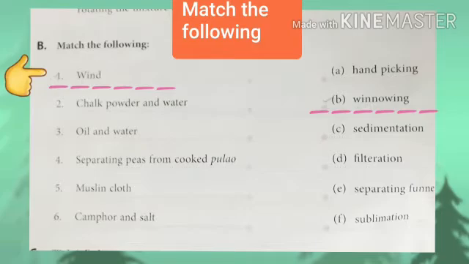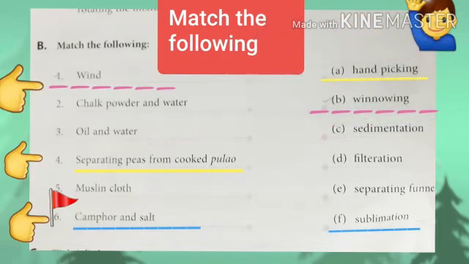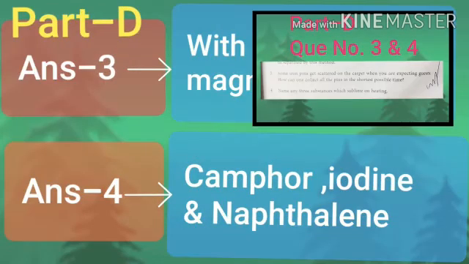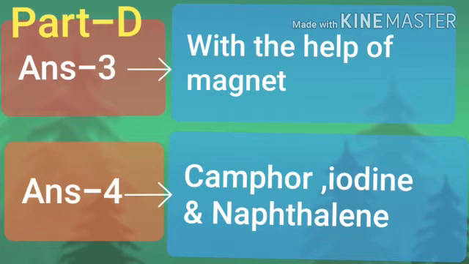Dear student, develop a habit of having your book in your hand during the e-lectures and go thoroughly through what your teacher is doing there. If we are doing match the following, then that should be learnt by you along with it. Part D, question number 3 and 4 are related to our today's topic. First of all, we are taking question number 3. Some iron pins get scattered on the carpet when you are expecting guests. How can you collect all the pins in the shortest possible time? And the answer is with the help of the magnet.